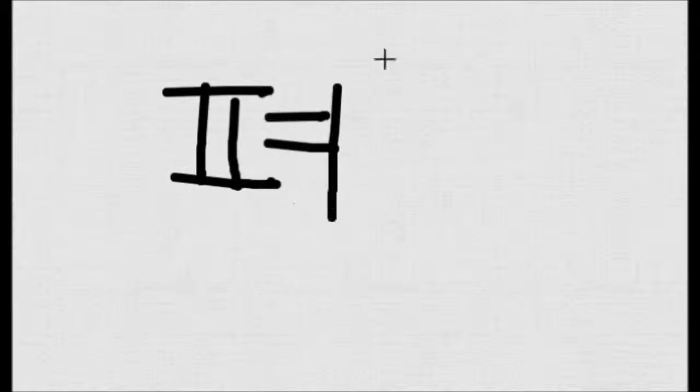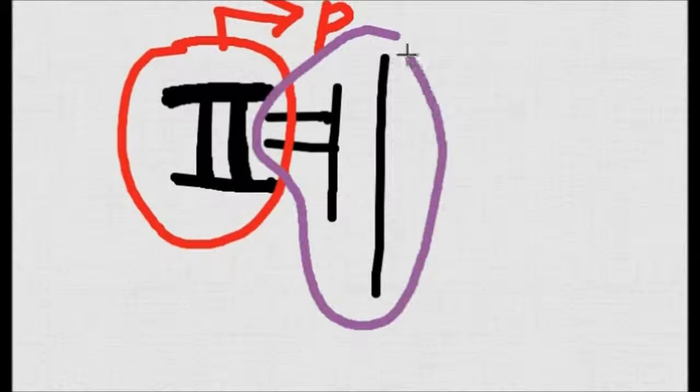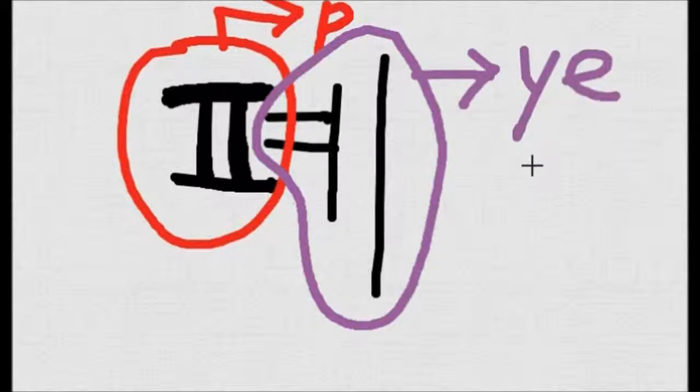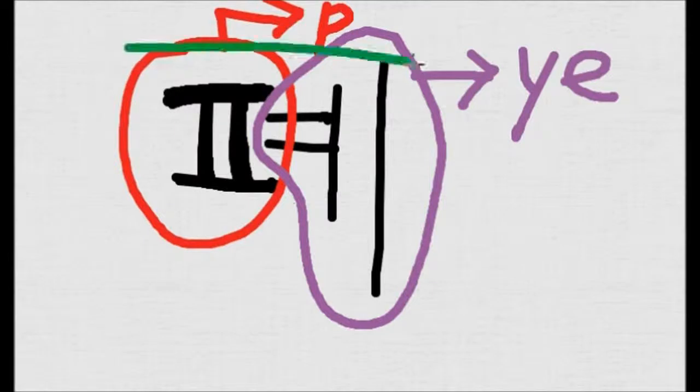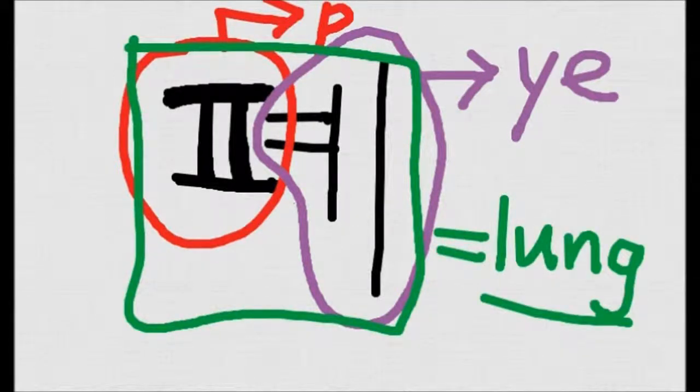Here's the next example. This one, how can we pronounce this? This consonant sounds like P in the English alphabet. Now the next one. This one is the vowel. Sounds like E, so yeah sound. Actually in Korean, this word means lung. You know what lung is? You have this lung in your chest and you use it for your breathing.